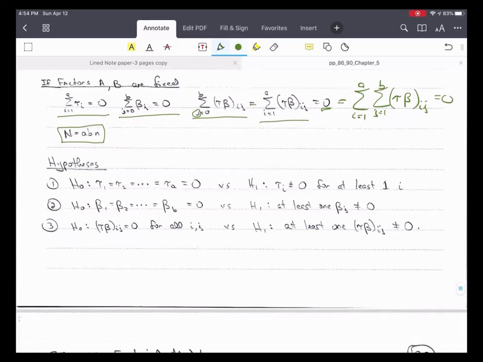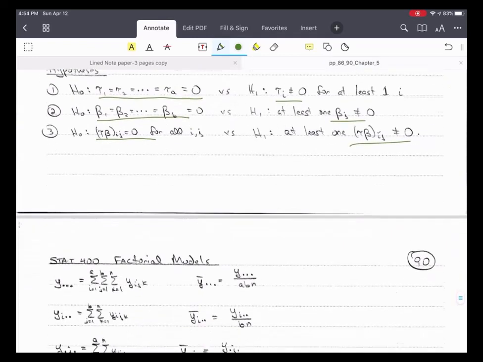factor combination. We have three hypotheses that we can test here. Since they're all fixed effects, they're all about the effects being equal to 0. So the taus being equal to 0, the betas being equal to 0, and the tau betas being equal to 0. And of course the alternative is that at least one is not 0.